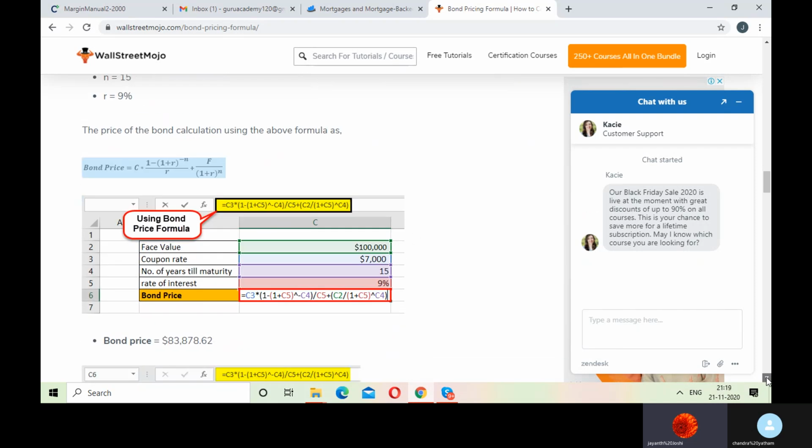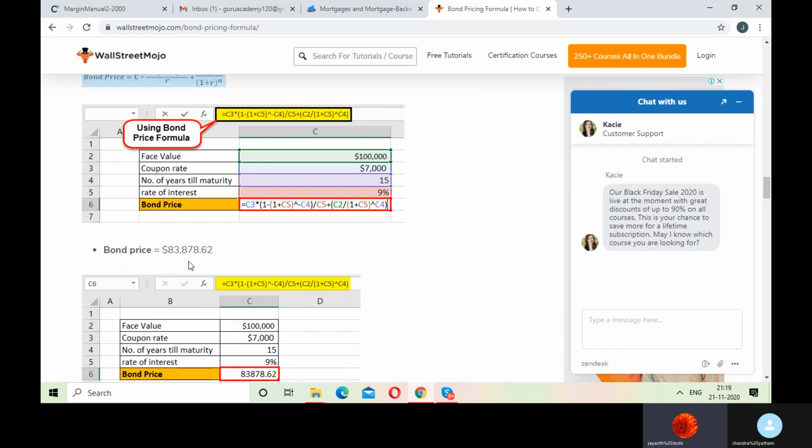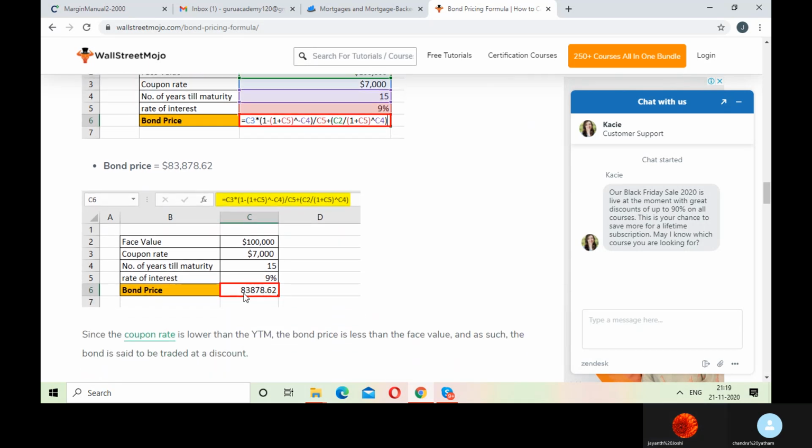So how much is the bond price? See, 83,878.62. And how much you are getting at the end? 1 lakh. Got it? See here.